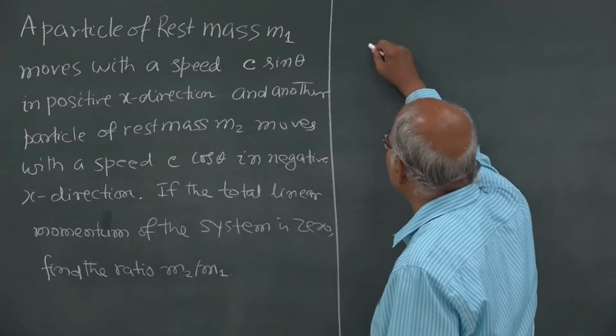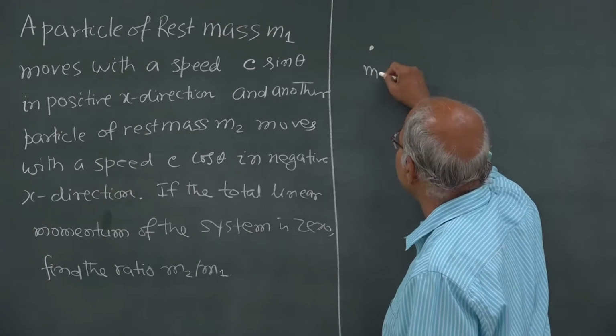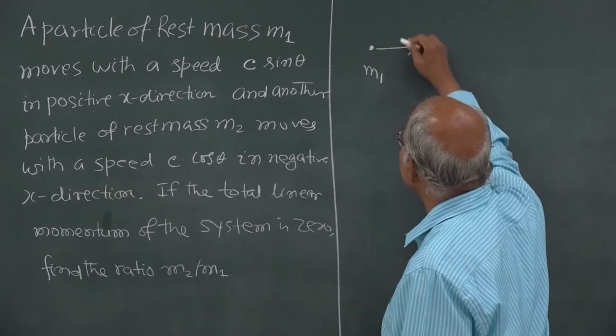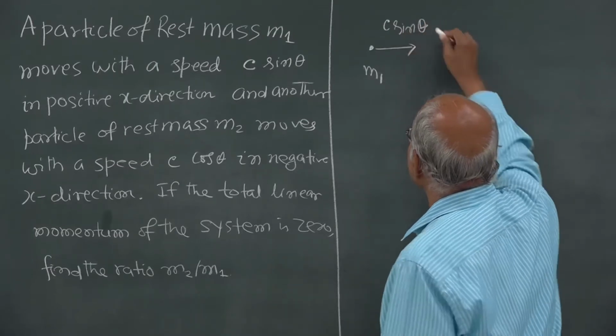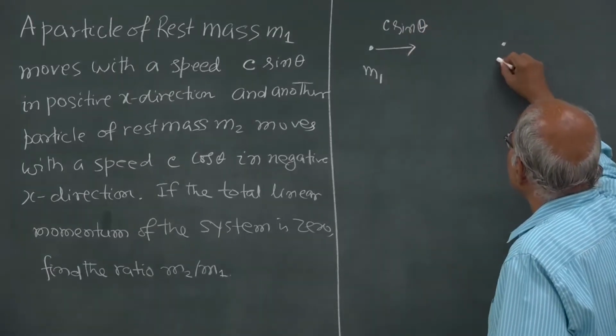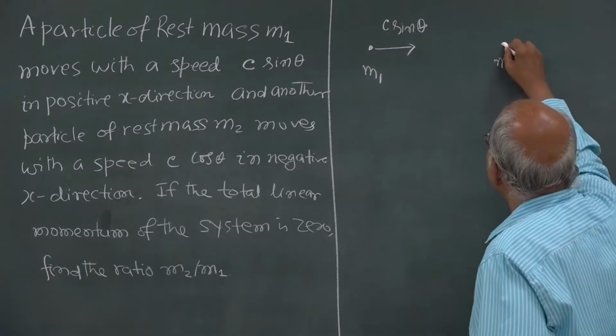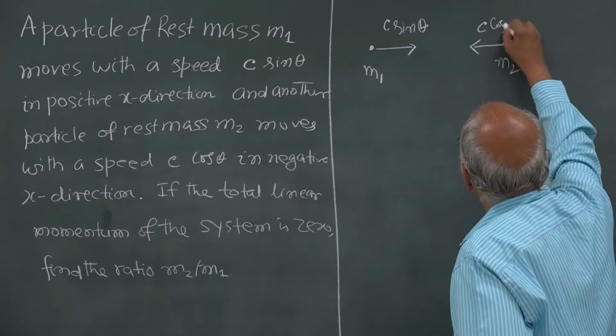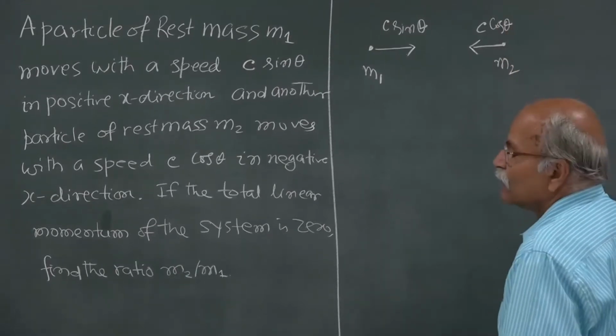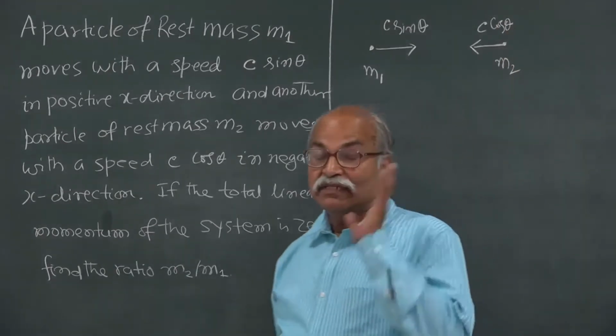So, we have a particle of rest mass m1 which is going in this direction and the speed is c sin theta for some theta, and you have another particle of rest mass m2 which is going with some other speed which is c cos theta, and the total linear momentum is 0.